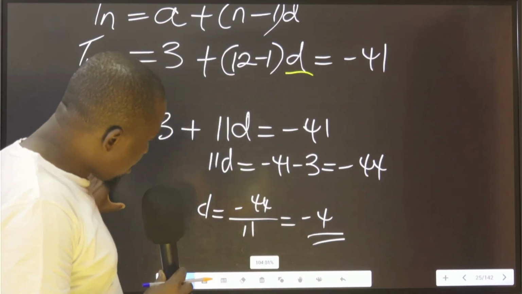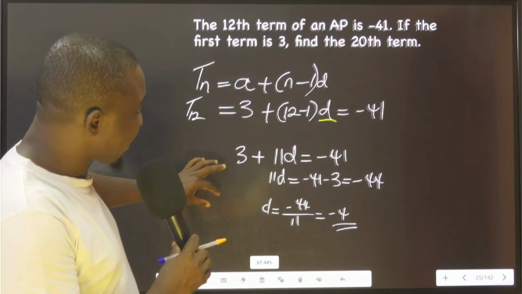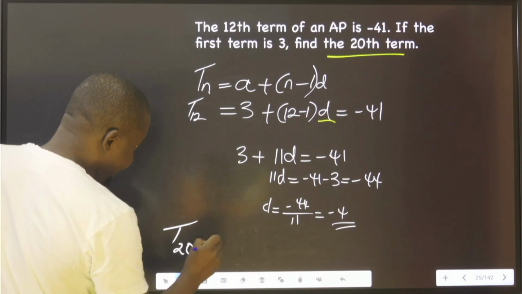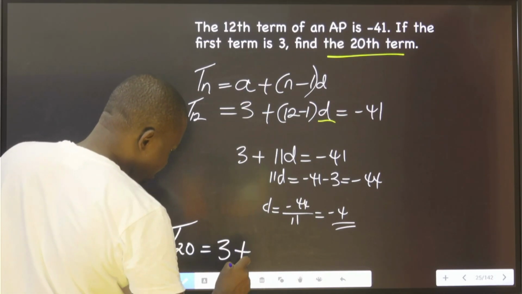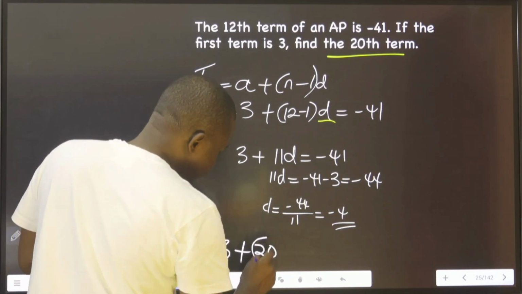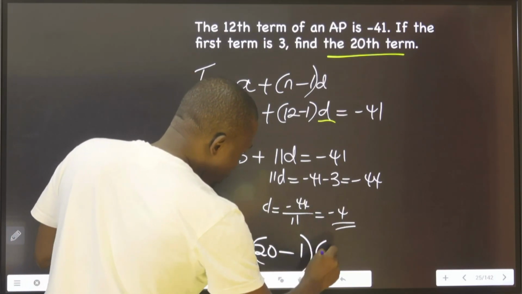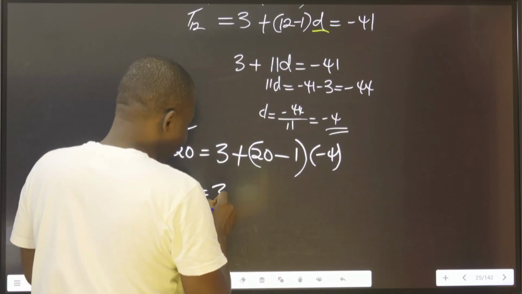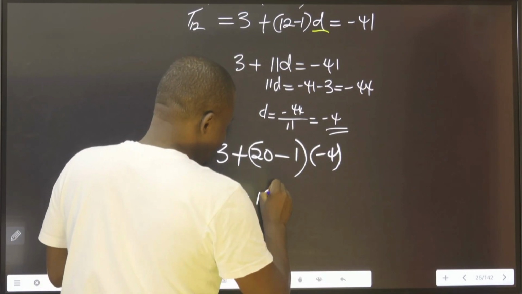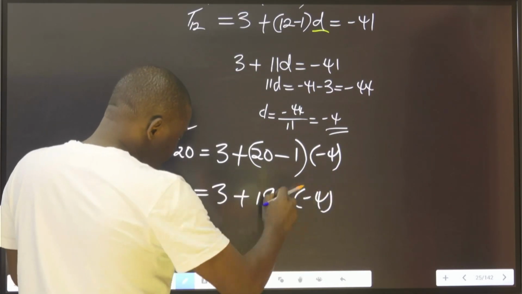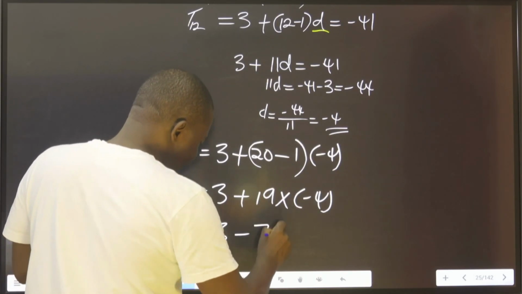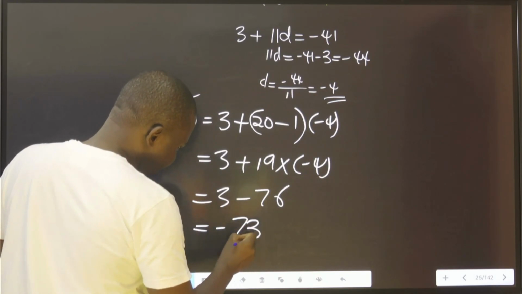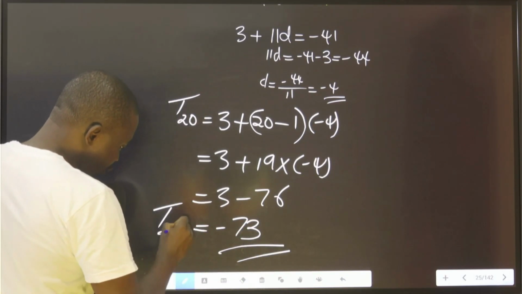So with this information, we can find the 20th term. That is to say, the 20th term is equal to the first term, which is 3, plus n minus 1, where n is the 20th, times the common difference, which is minus 4. So if we work this out, that is 19 multiplied by minus 4. If you multiply this, you're going to have 76. If you work this out now, you're going to have minus 73. So this is the 20th term.